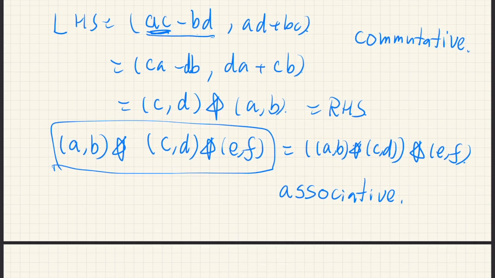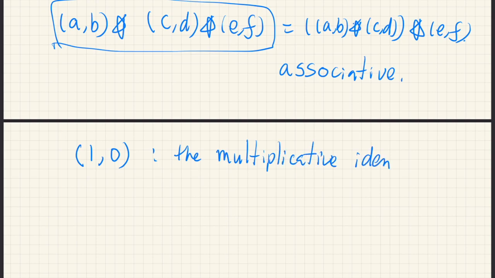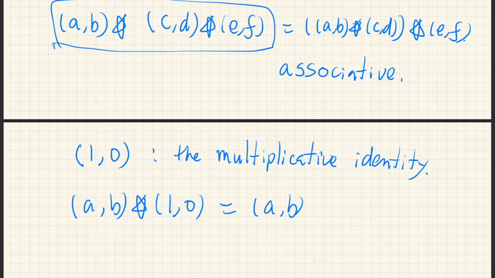And next, there is a special element, (1, 0), which acts as the multiplicative identity. So what is it? It means if we multiply any element, say (A,B), by this element (1, 0), then we get the element (A,B) unchanged. So this is the property that defines the multiplicative identity.